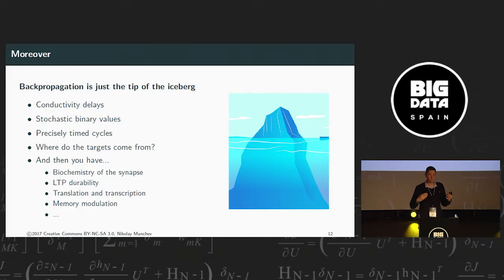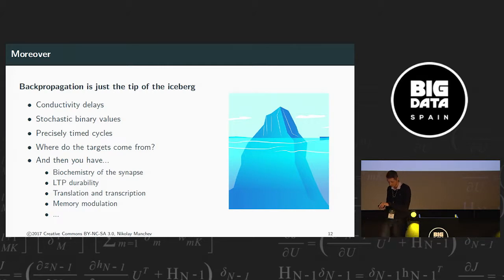We also require precisely timed cycles. You know, if you're doing backpropagation, you do forward pass, backward pass, forward pass, backward pass. And they have to be in perfect synchronization, and that's not what happens in the human brain. So what I'm trying to say is that we are not there yet.